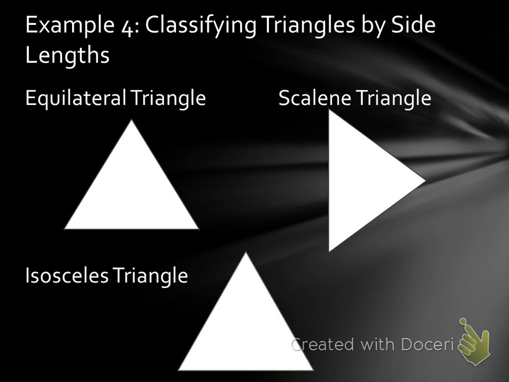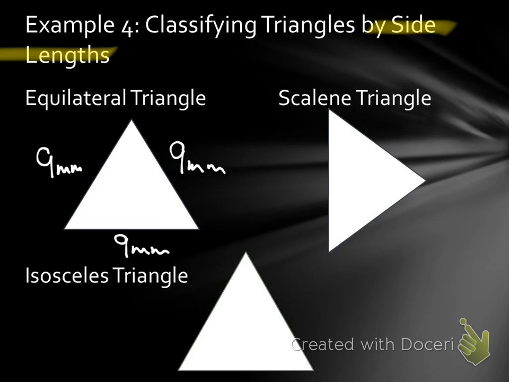Okay, last example. Example 4 deals with classifying triangles by their what? By their side lengths. Okay, so now a separate category. I've got classifying by angles, so that would be acute, obtuse, and right. Now I'm classifying by sides. That is equilateral, scalene, and isosceles. This is what it means. An equilateral triangle will have all sides equal. So 9 millimeters, and again, this is just an example. 9 millimeters, and guess what? 9 millimeters. Here's the rule for equilateral: all sides must be the same measure.